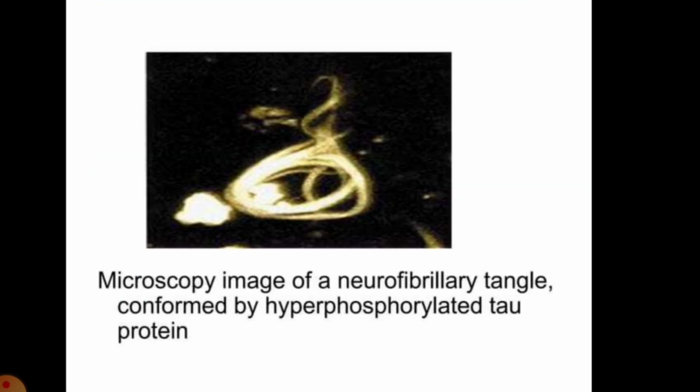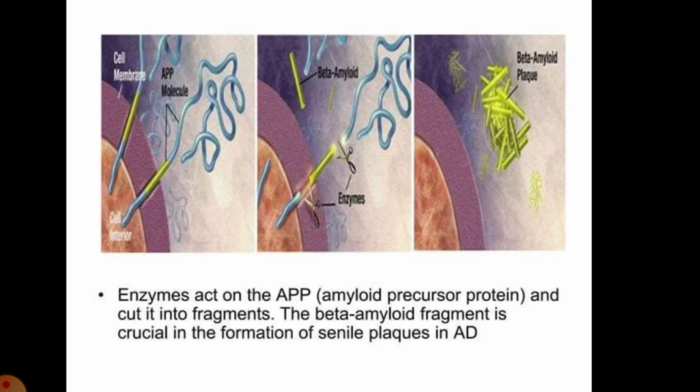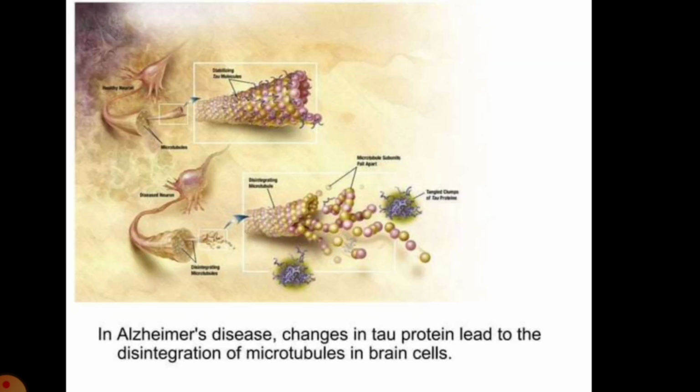Microscopy image of the neurofibrillary tangle, confirmed by hyperphosphorylated tau protein. Normal neurons versus Alzheimer's, where there are neurofibrillary tangles and amyloid plaques. Enzymes act on the APP, amyloid precursor protein, and cut it into fragments. The beta amyloid fragment is crucial in the formation of senile plaques in AD. In Alzheimer's disease, changes in the tau proteins lead to the disintegration of the microtubules in the brain cells.